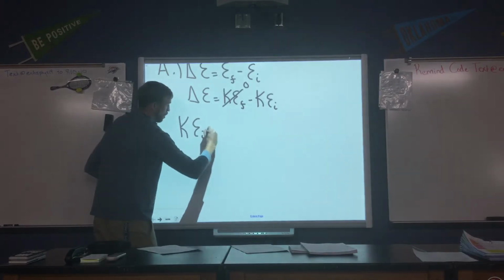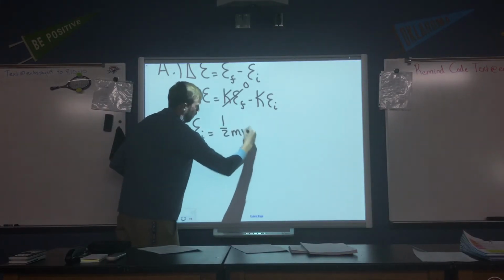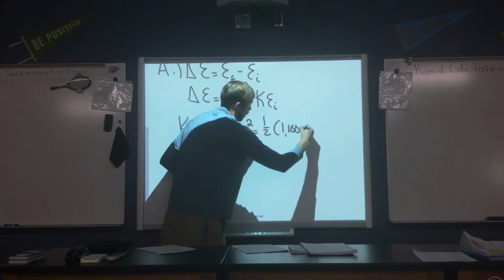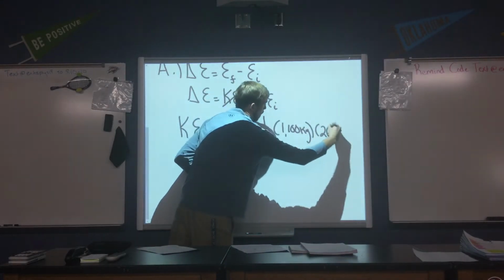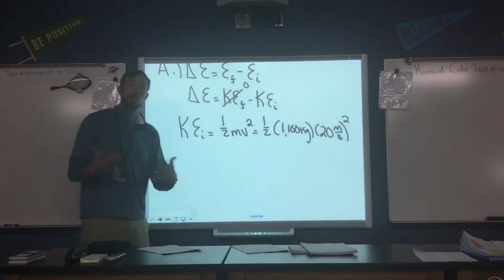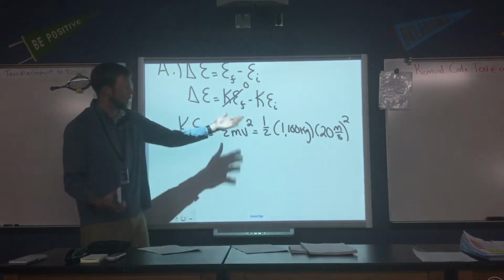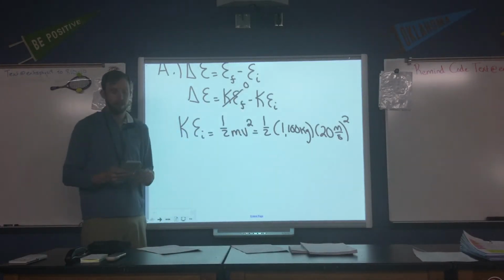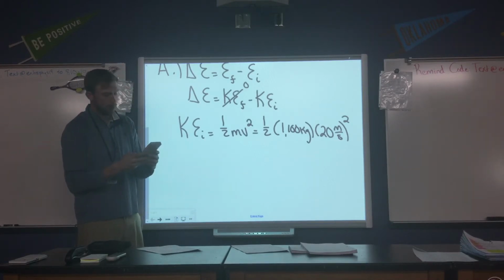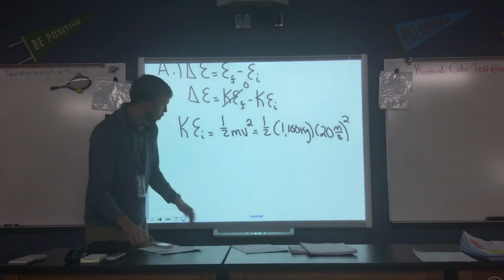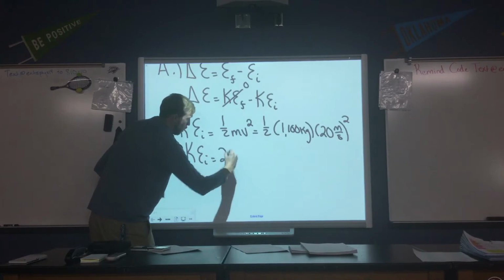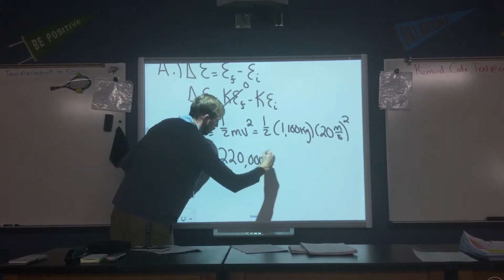So our kinetic energy initially is 1/2 mv squared: 1/2 multiplied by our mass, 1,100 kilograms, multiplied by our velocity, 20 meters per second, squared. As I mentioned, if you're attempting this for another car, we would simply use the other car's velocity and respective mass. So 0.5 multiplied by 1,100, multiplied by 20 squared, we get 220,000 joules. That is the amount of kinetic energy we begin with in this scenario.